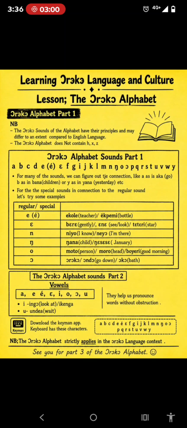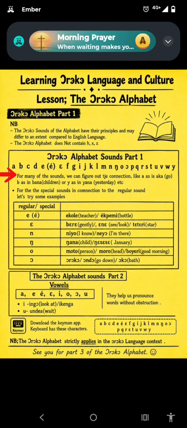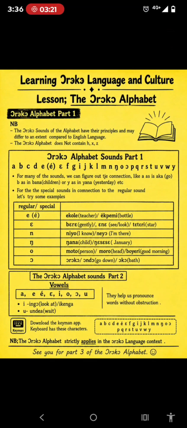For many of the sounds, we can figure out the connection. Like A as in Aka, Aka means go. Or B as in Bana, Bana means children. Or Ye as in Yana, which means yesterday. In another context, it may mean tomorrow, etc. But for the special sounds in connection to the regular sounds, I want us to try to see some examples.